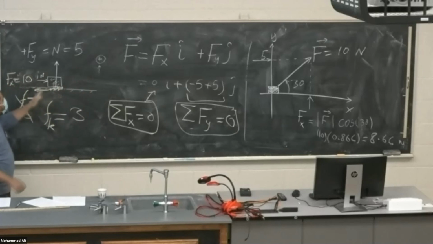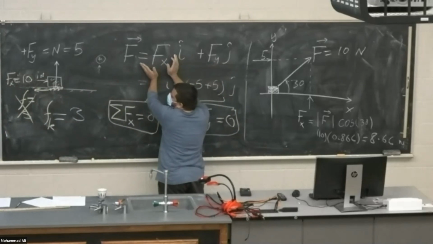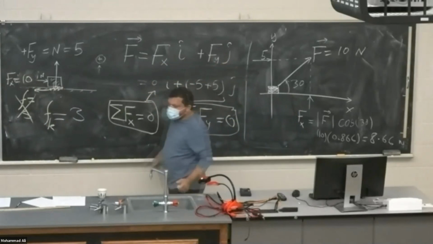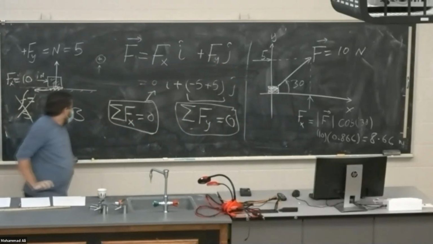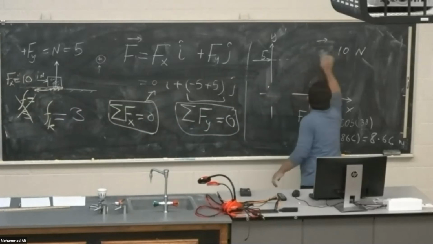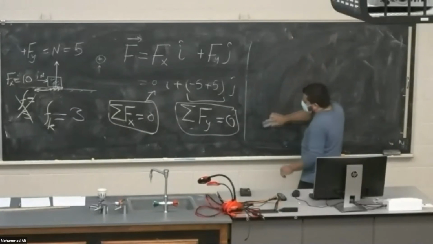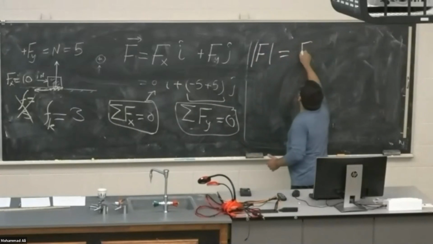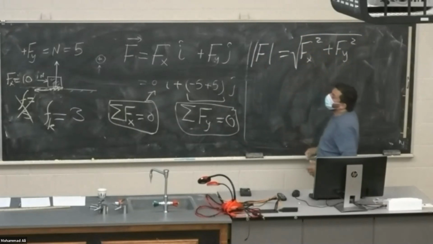I'm talking about it because I need to talk about the Y component and the X component of the force, and how to deal with the horizontal components and the vertical components. What if I need to find the magnitude of that force? Yes, it is the same as the magnitude of that vector. The force is simply the square root of Fx squared plus Fy squared. This is the Pythagorean theorem.